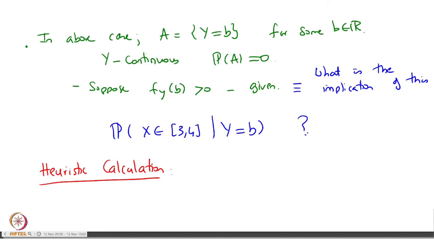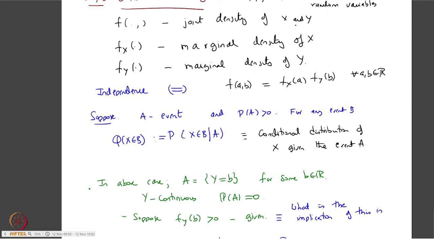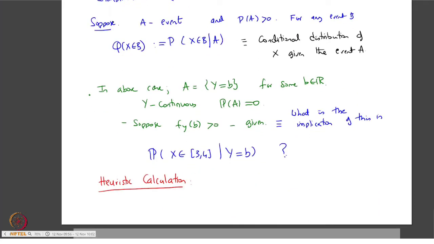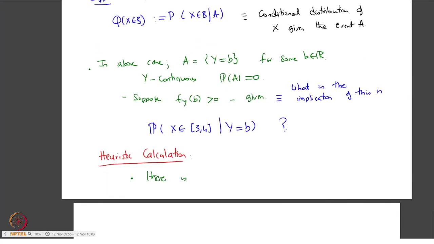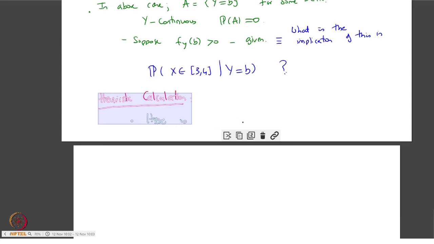So I know I'm in this situation now. I know my density of X, Y is F, the marginal is F sub X, and the marginal of Y is F sub Y. I'm also given F sub Y at the point B is positive. So here's the first observation. Maybe I'll do this on the next page. Let me just start again. Sorry about that.